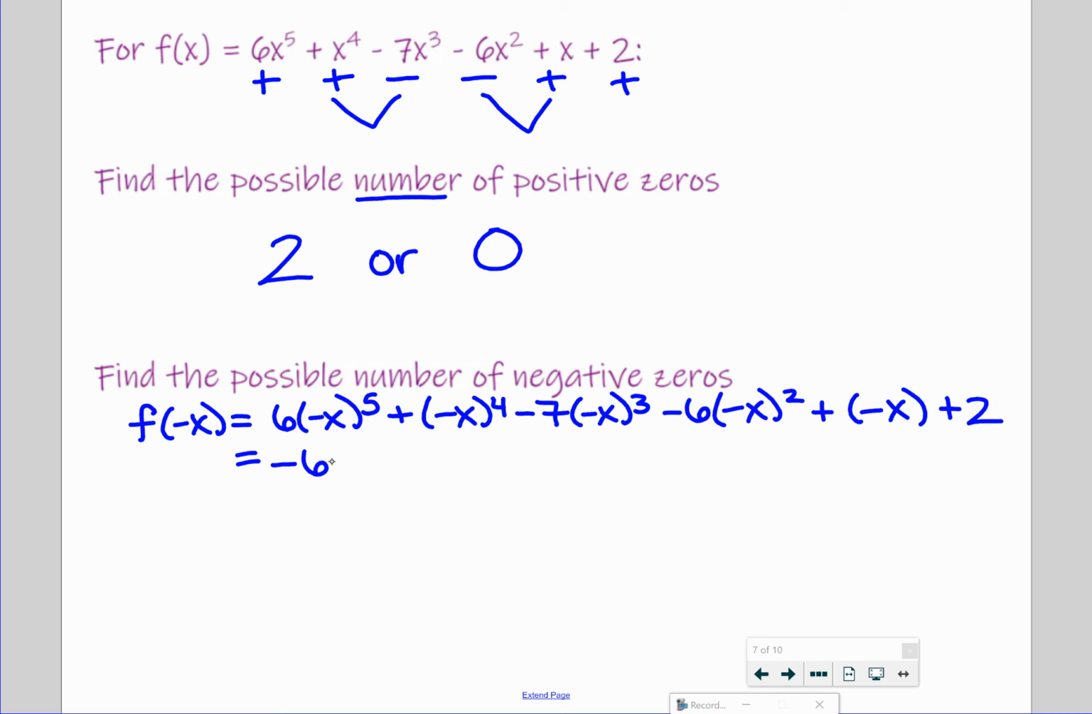The first term will be negative. The second term will be positive. The third term will be positive. The fourth term will be negative, the fifth term will be negative, and the final term would be positive.